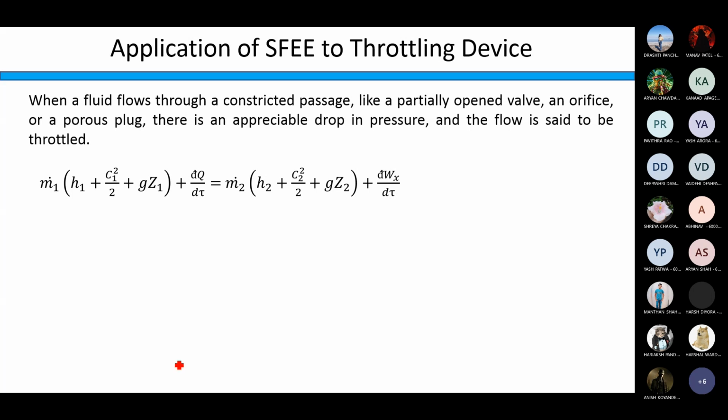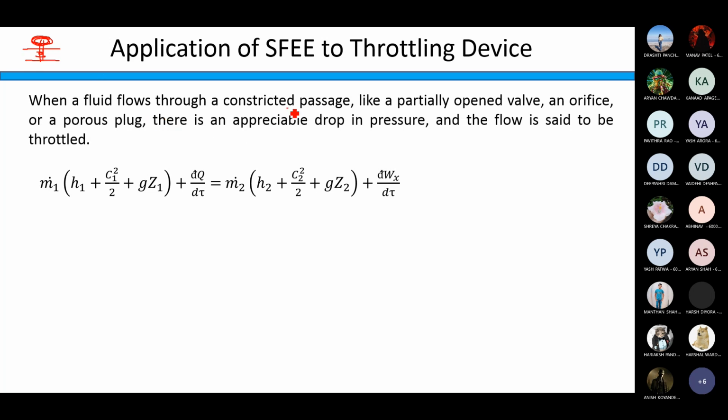When a fluid flows through a constricted passage, you must have seen a pipeline like this, and let us say you have some valve in between. Depending on the position of this valve, you will open it partially or fully, or you will completely close the valve. When you open the valve partially, the flow is constricted, meaning you are restricting the area through which the fluid is passing. That is the type of device I am talking about.